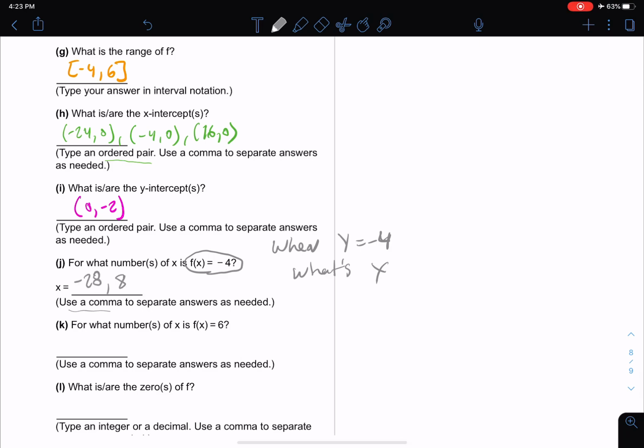Remember, use commas to separate your answers if needed. These are just x values. Don't make ordered pairs out of them. Negative 28 and 8.